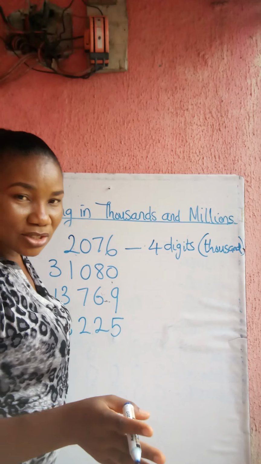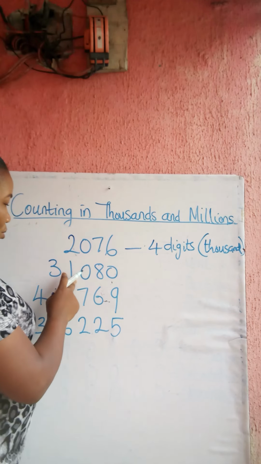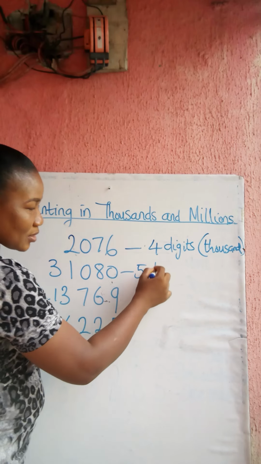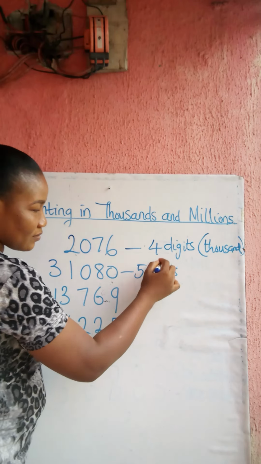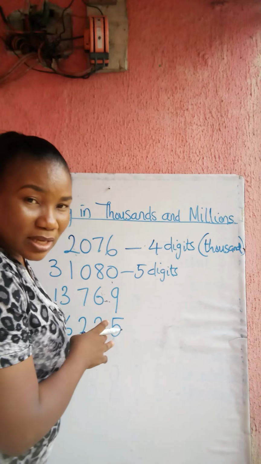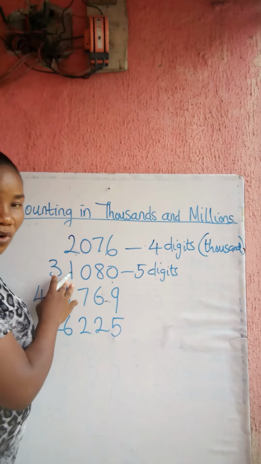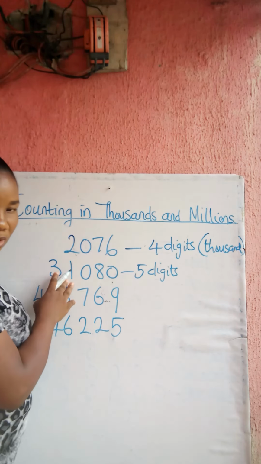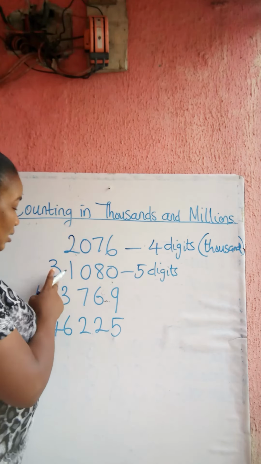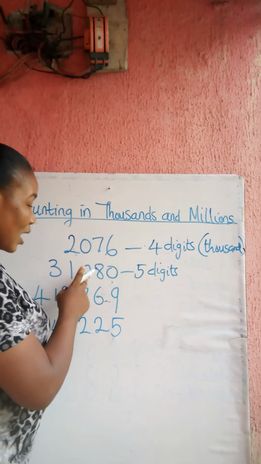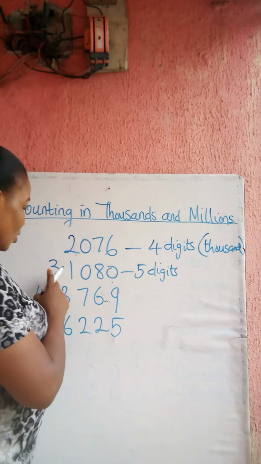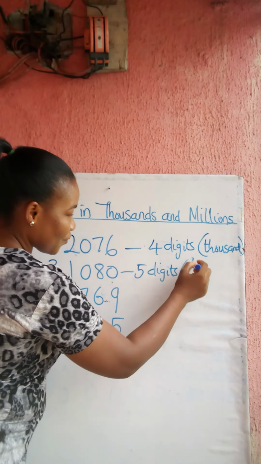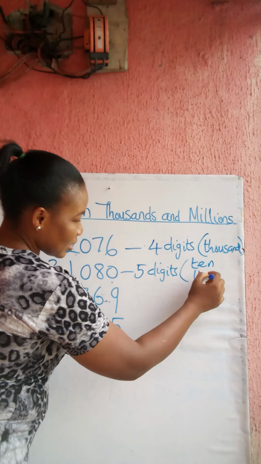Then let's take a look at the second number. Let's count the digits together. 1, 2, 3, 4, 5. We have 5 digits. From our number table, 5 digits falls under ten thousands. So how are we going to read this number? We'll read it as 31,080. 5 digits falls under 10,000.